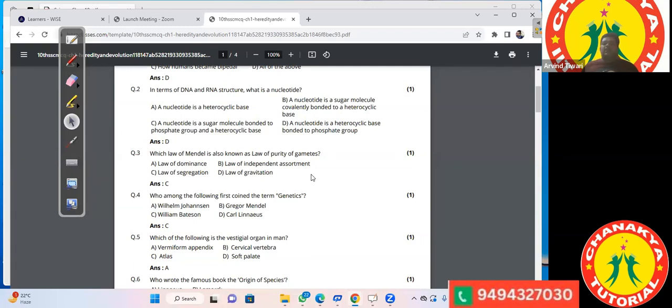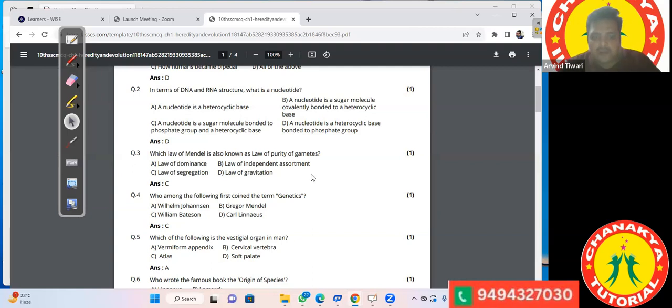Which law of Mendel, also known as the law of purity of gametes, by which the purity of the gametes is maintained? Over there, the dominance does not play any role. That is the law of segregation, whether the allele is dominant or recessive, it forms its gamete separately. So this is also called the law of purity of gametes.